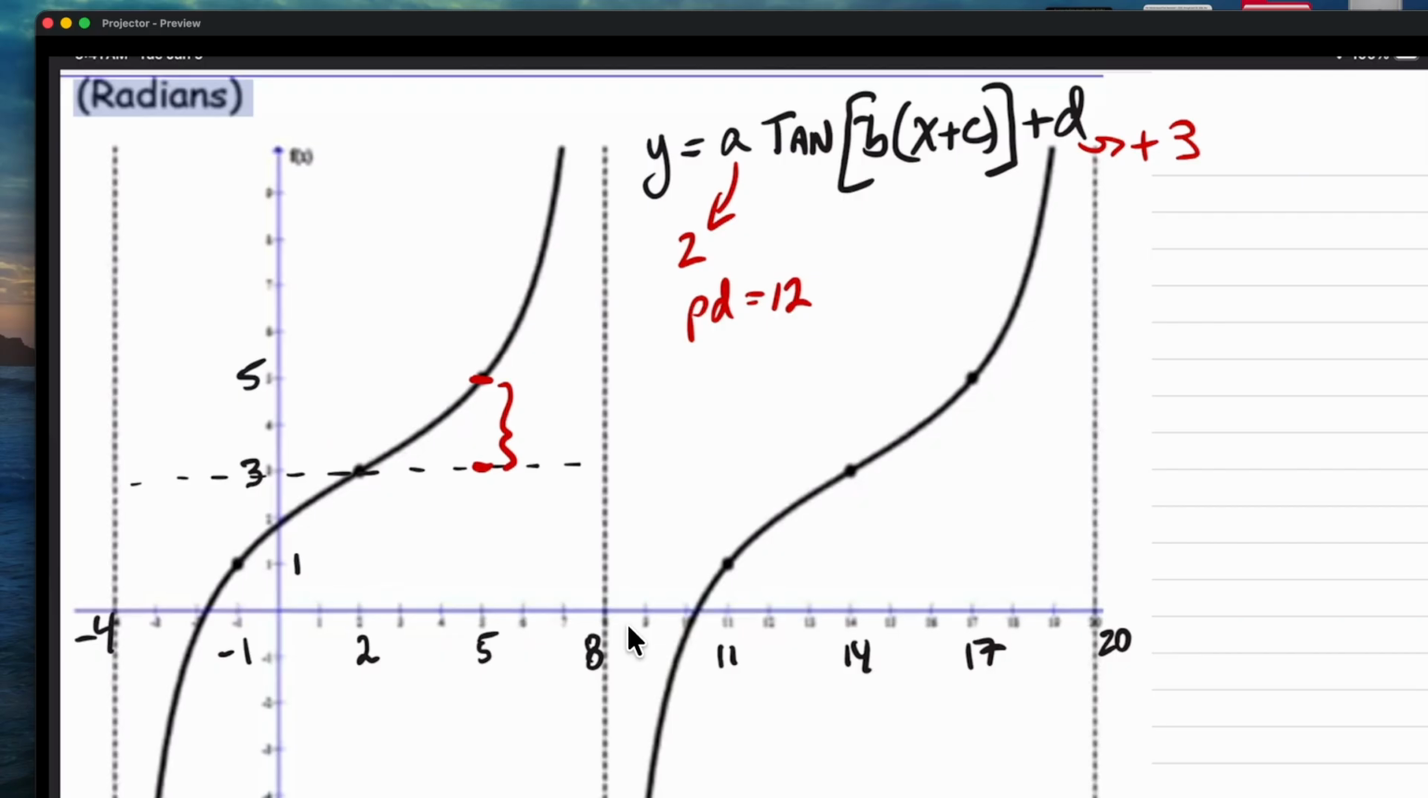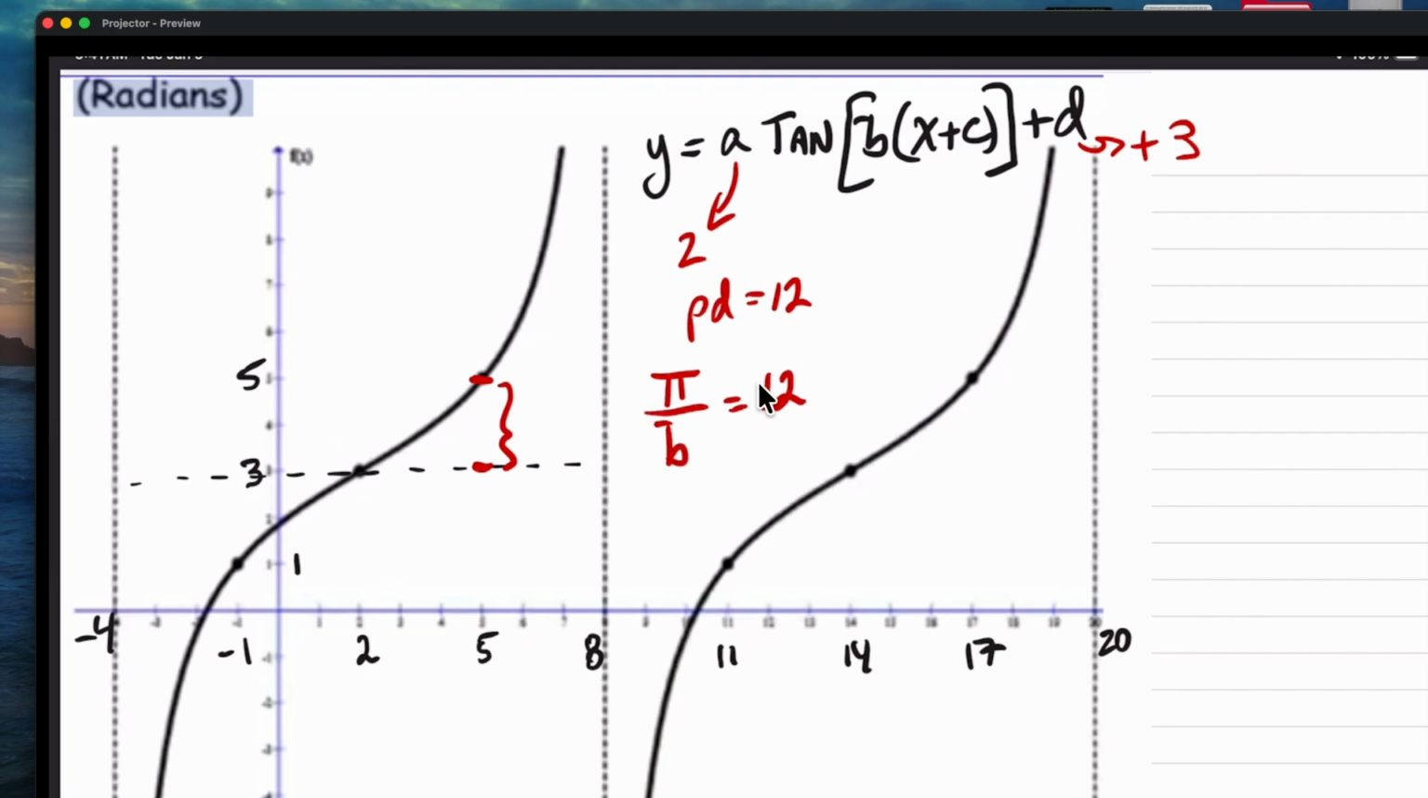Now recall, when we're given the equation and we try to find the period, we take the pi value, put it over b, and that gets us the new period of the transformed function. Here, we know that the period of the transformed function, the function we're given, is 12.